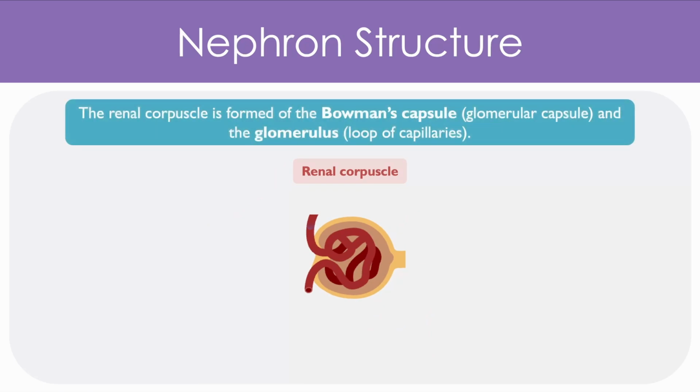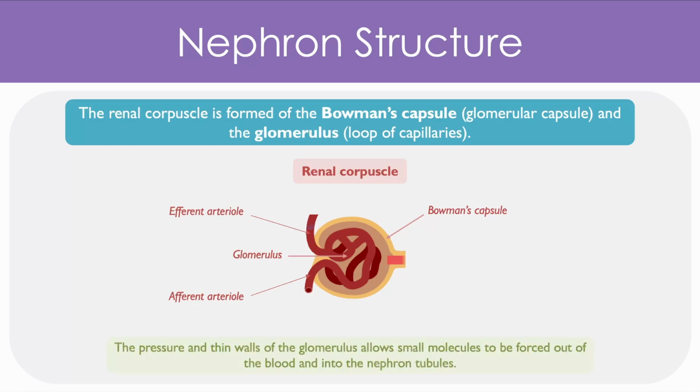The renal corpuscle is formed of a Bowman's capsule, which is this outer covering, as well as the glomerulus, which is basically a loop of capillaries designed to increase the pressure. Blood enters the glomerulus via an afferent arteriole, and then exits via an efferent arteriole. And the whole purpose of the system is to use the thin walls of the glomerulus and combine this with the high pressures to force small molecules out of the blood and into the nephron tubules.